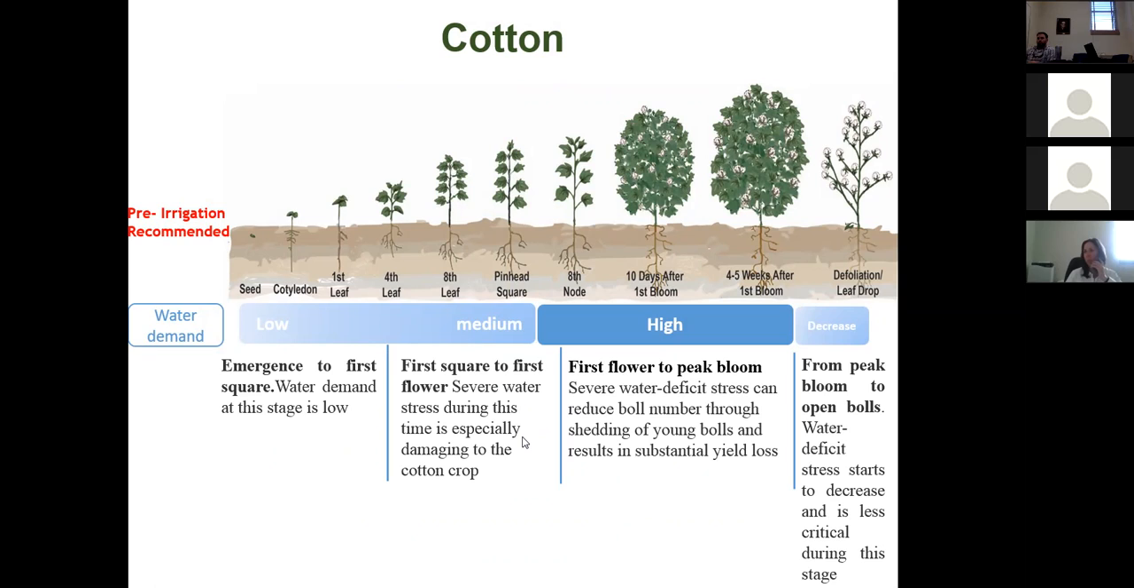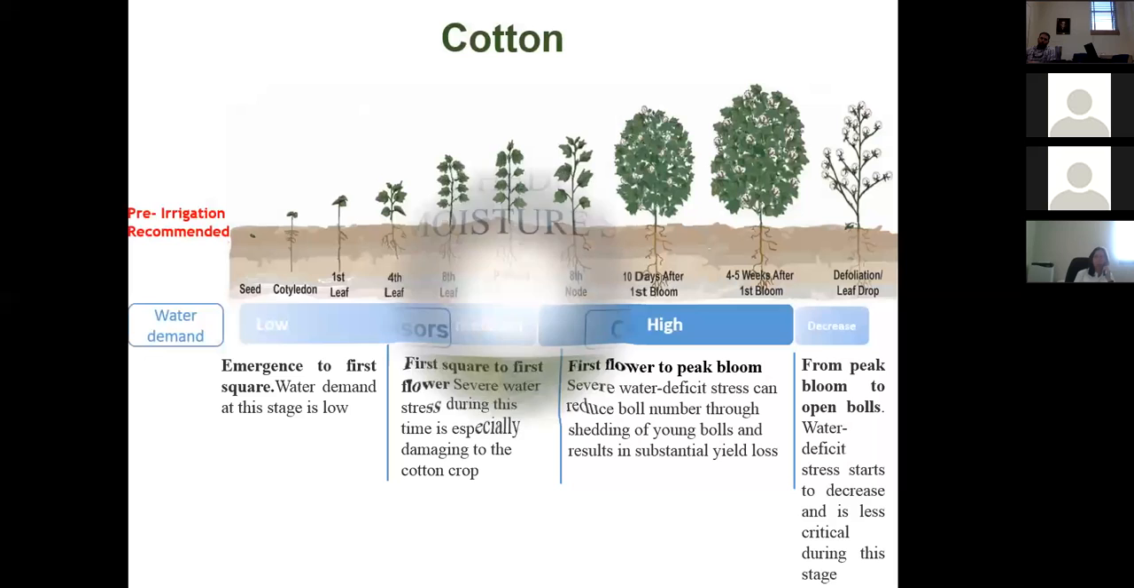The peak and the highest water demand for cotton is from first flower to peak bloom, and also, like we said, any stress during this stage can have an impact on yield. From peak bloom to open bolls, water deficit stress starts to decrease and is less critical during this stage compared to the high stage.